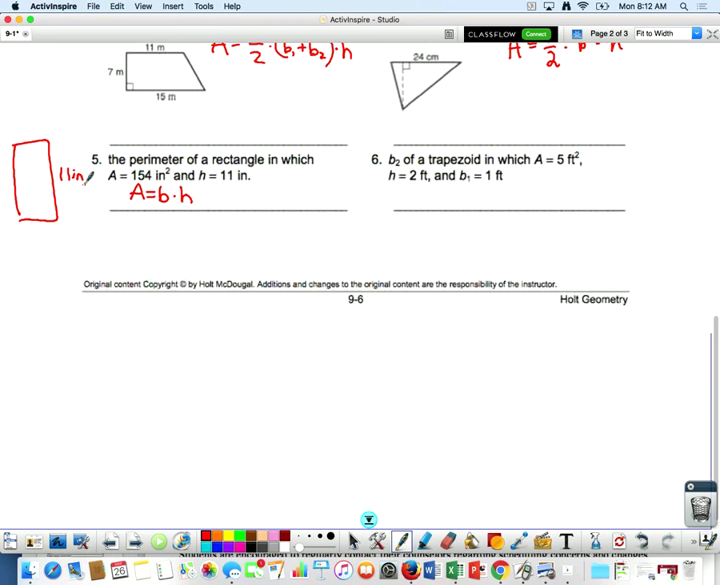All right, you're gonna be able to do that? Yes, sir. Okay. B2 of a trapezoid with area equals 5, height equals 2, and base 1 equals 1. Let's see, how do we do that? What formula are we using? We're gonna use the half and the B1, B2: 1/2 times (B1 plus B2) times H, right? You're gonna be able to do that? Yeah. All right, good.